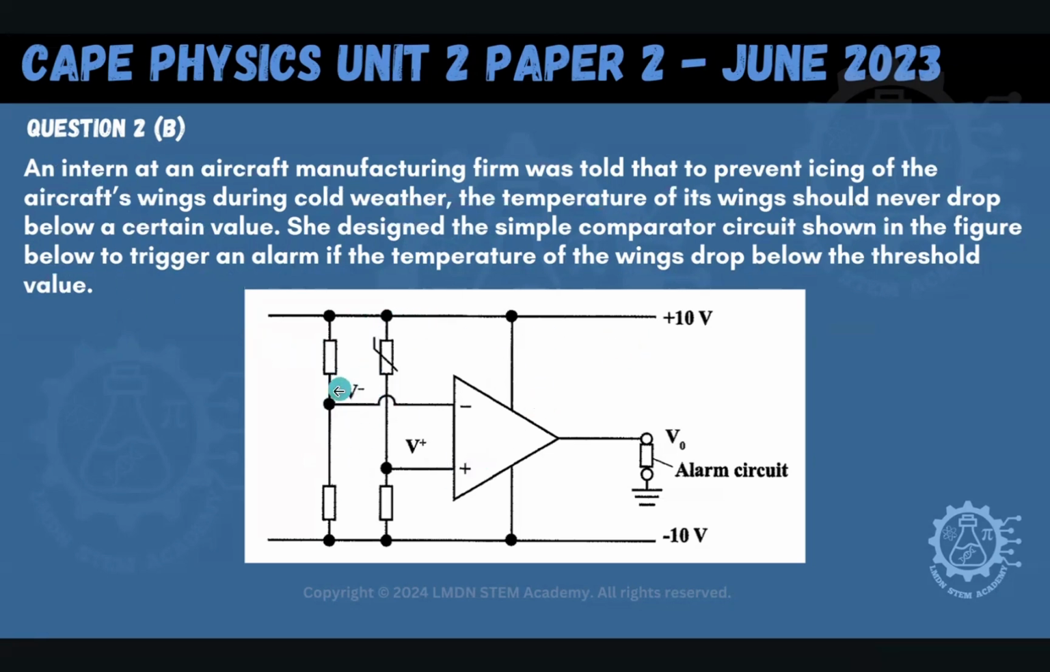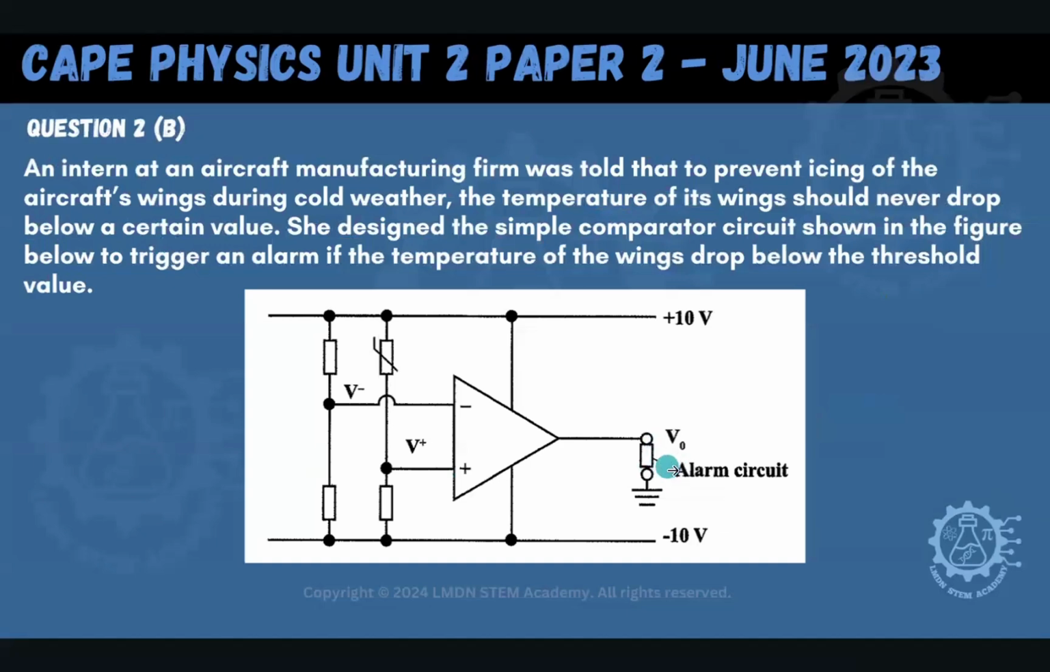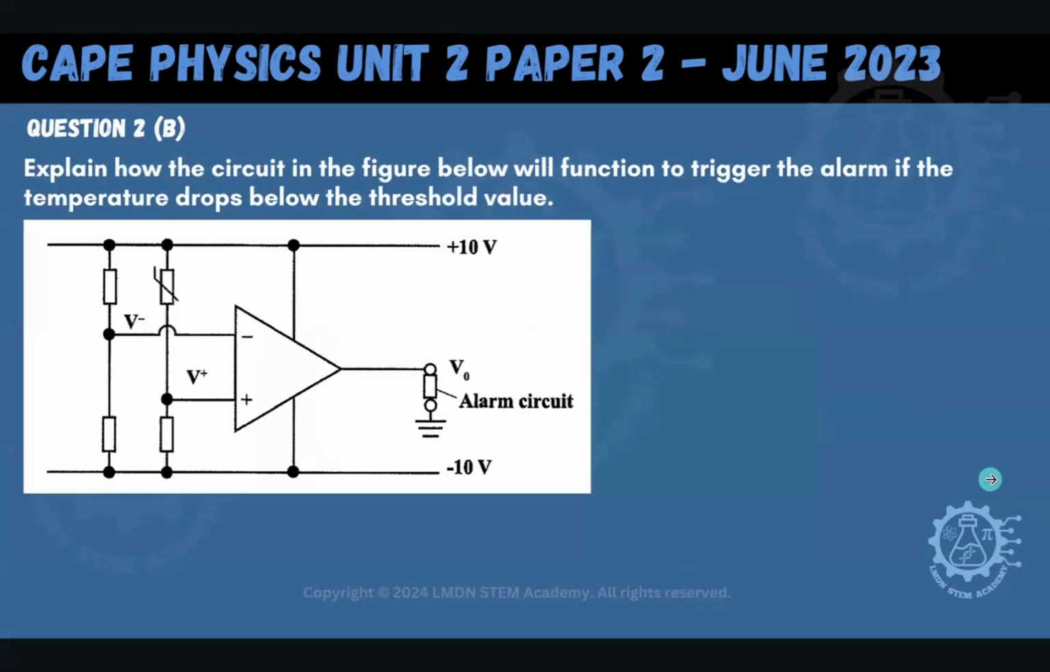So again, look here. We see our inverting input. We see our non-inverting input. We see our positive saturation voltage and our negative saturation voltage. We see that we have an output here, and we see that this is connected to the alarm circuit. So whatever comes out is going to trip the alarm. Okay? So let's see now what is being asked in relation to this design.